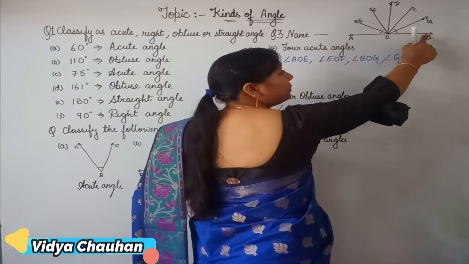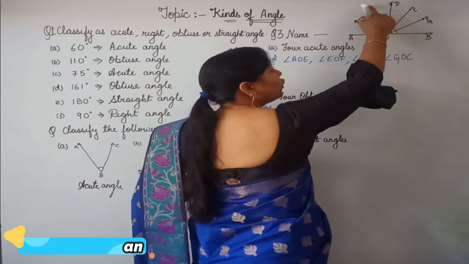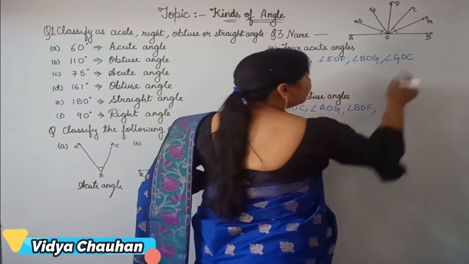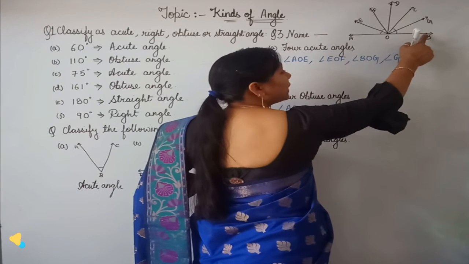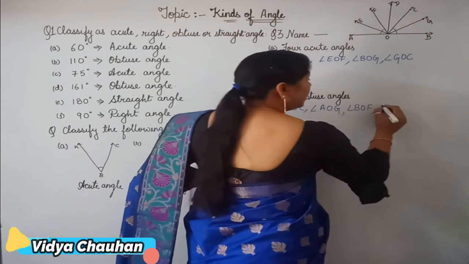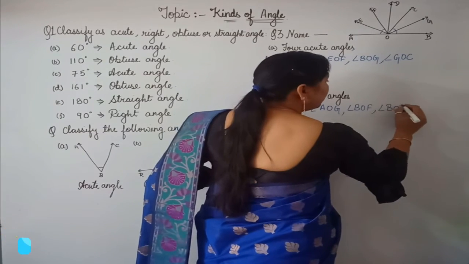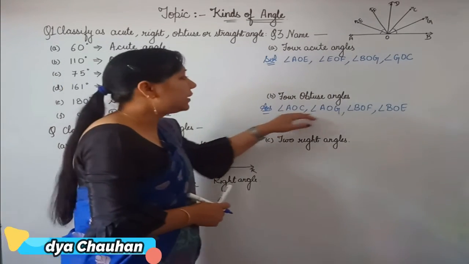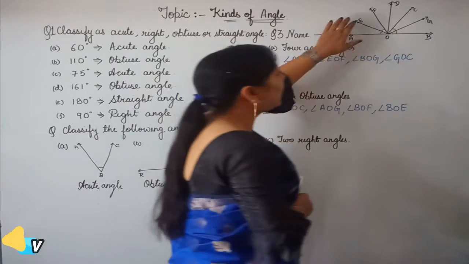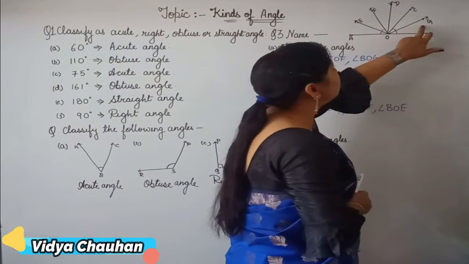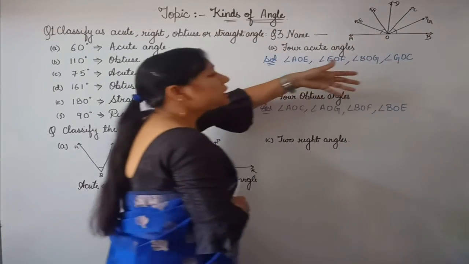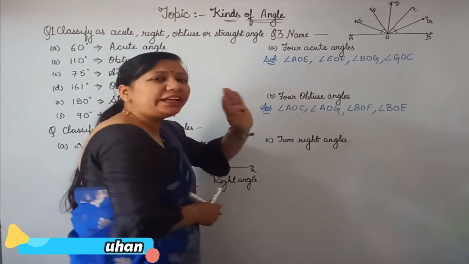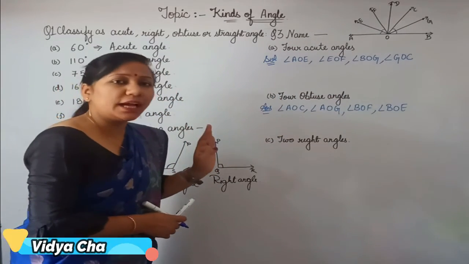Then taking the point B, angle BOF, and similarly one more angle, angle BOE. So these are the 4 obtuse angle in the given figure. You can have some more angles like angle EOG, that is also an obtuse angle. Okay students, so it's all up to you. You just have to write any of the 4 obtuse angles.